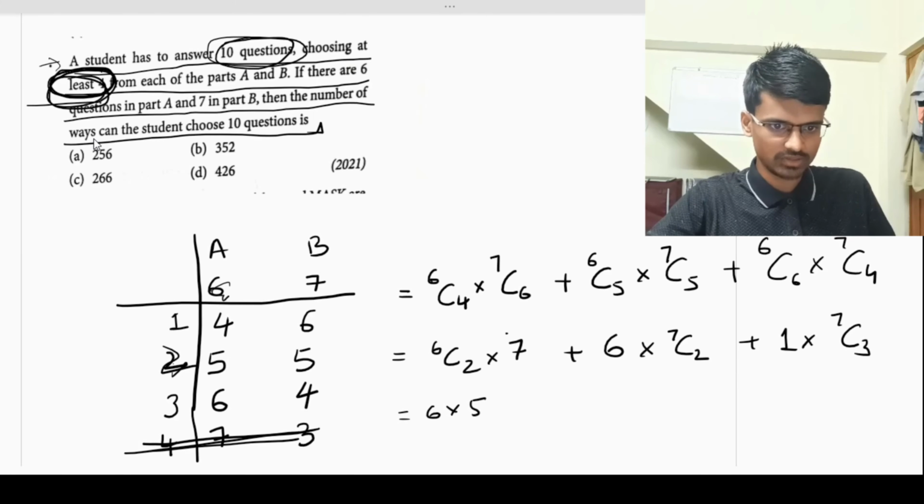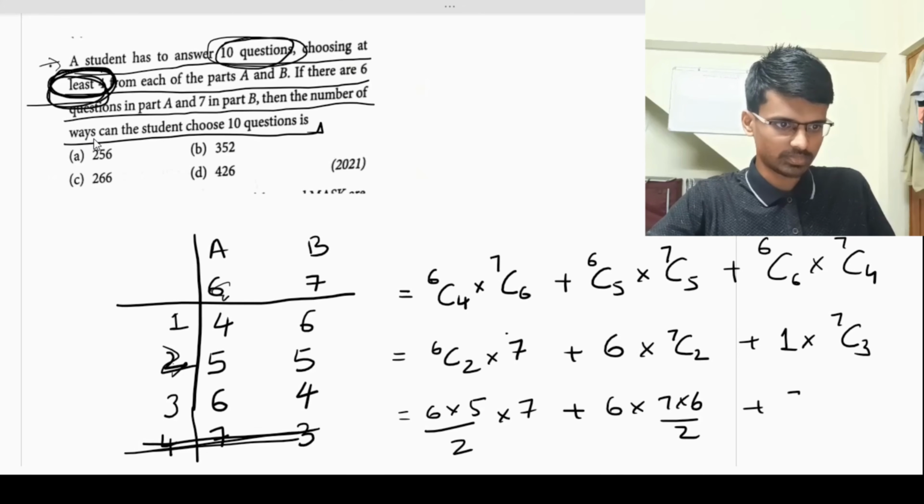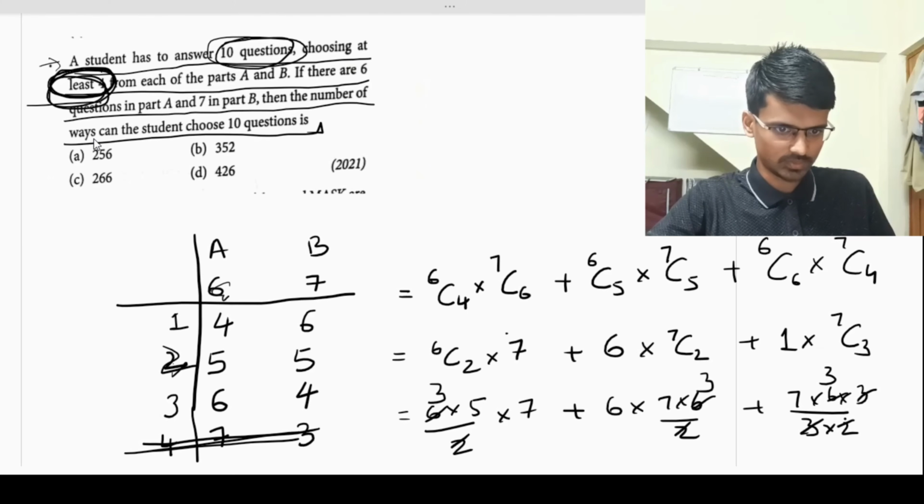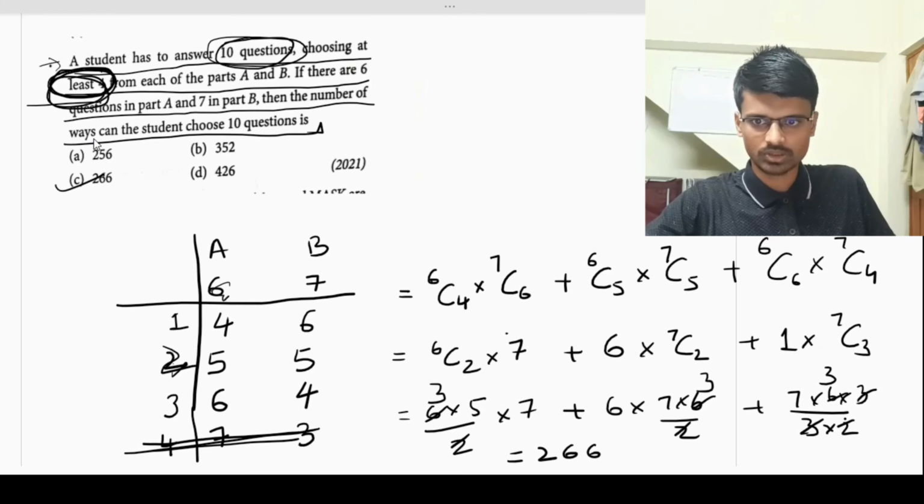6 into 5 by 2 into 7 plus 6 into 7 into 6 by 2 plus 10 into 6 into 3, 5, 3 into 2. 3 cancel, 2 3s are 2 3s. So on solving this, we get, I have already added them, so you can do it. 266 is the correct answer actually, so you can check it. 266 is the correct answer.